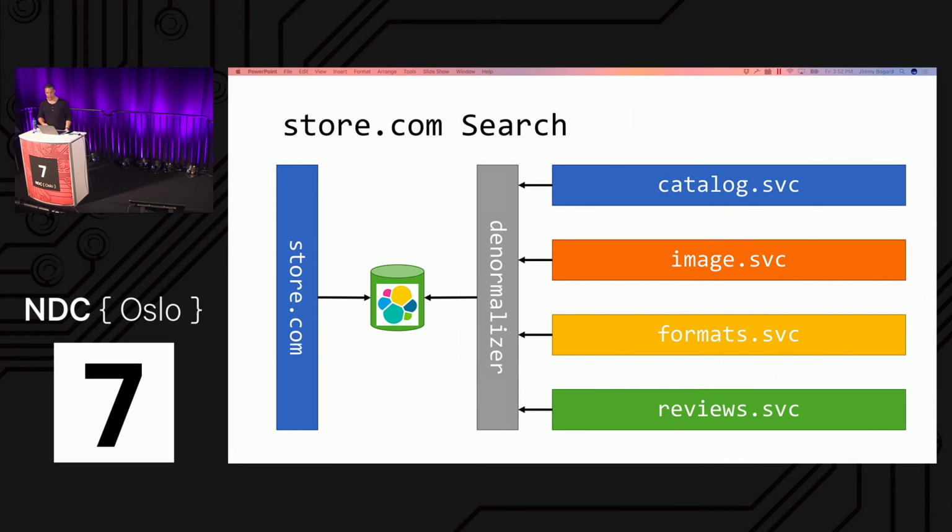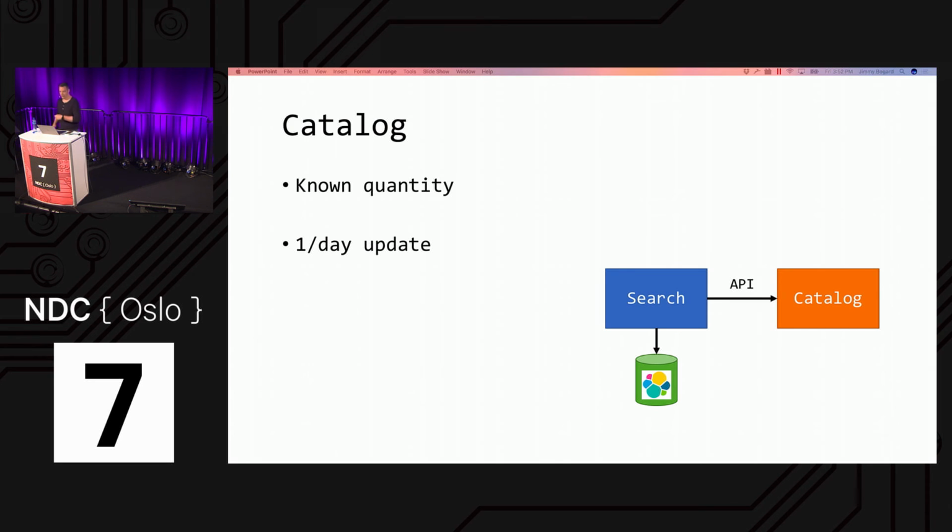Depending on the service, I might use different API patterns. For example, I could look at the catalog service and say, well, there's just a known number of SKUs in the system. So why don't I just call that API once a day, do a once a day update, and pull that data into my search database? For however many millions of things there are out there, just get the latest results once a day and call it a day.